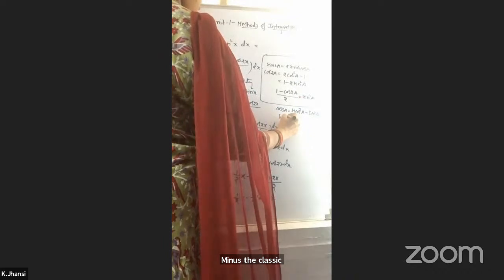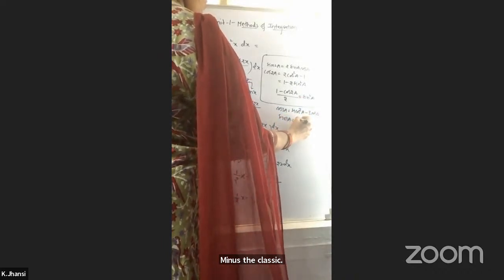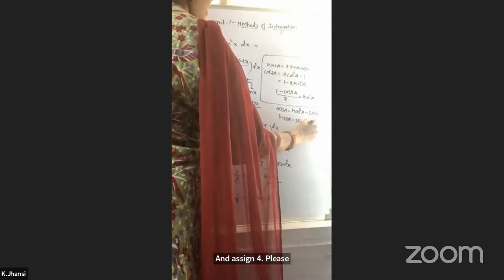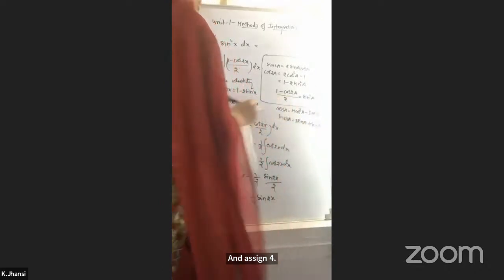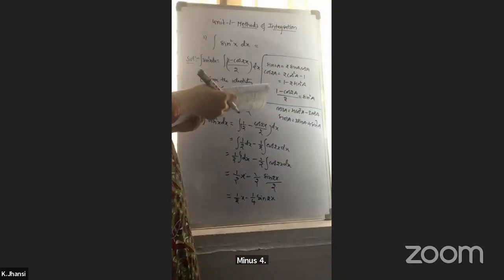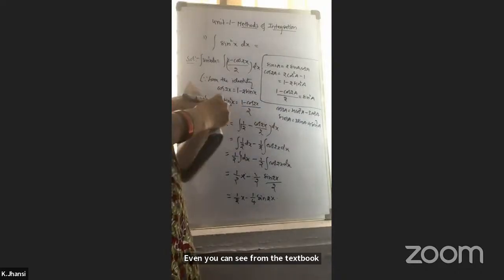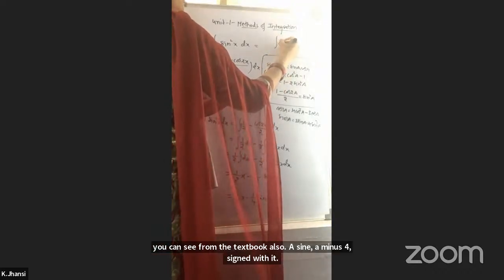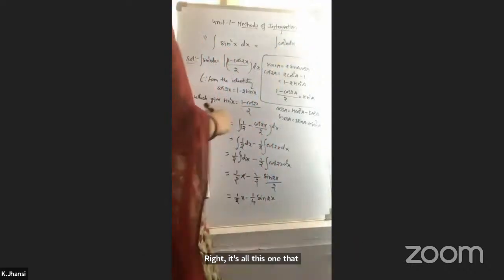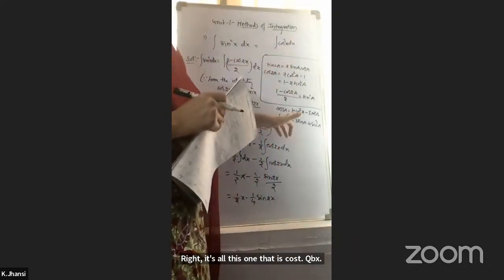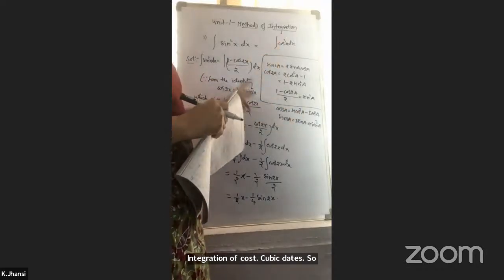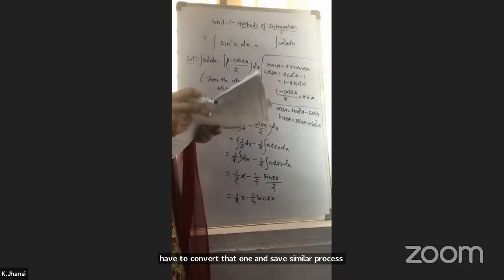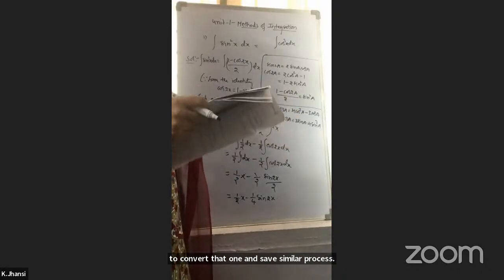And sin 3a is 3 sin a minus 4 sin cube a. Okay. Even you can see from the textbook also, 3 sin a minus 4 sin cube a. So with the help of these trigonometric identities, you can try to solve this one, that is cos cube x into dx. Integration of cos cube x dx. So from this identity, you have to convert that one, and the same similar process you have to do. Okay. This is about the integration by trigonometric identities.